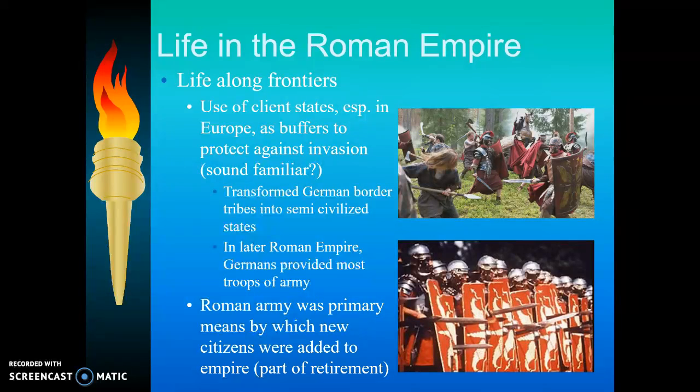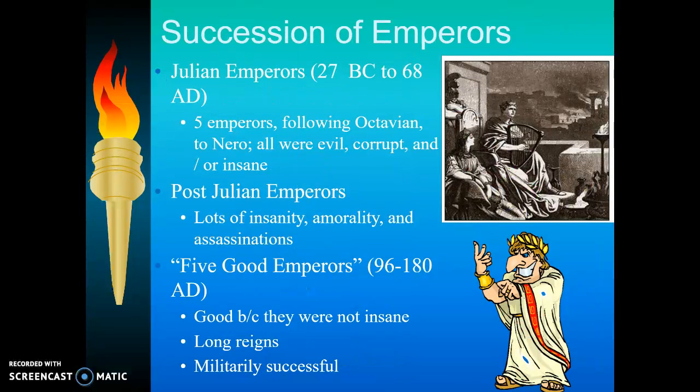Now, the Roman army was the primary means by which new citizens were added to the empire. As part of their retirement, they became citizens and were granted land and money to settle, usually along the border.